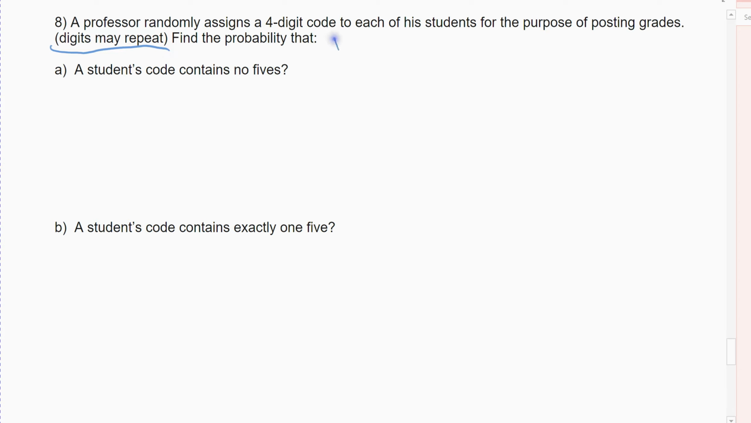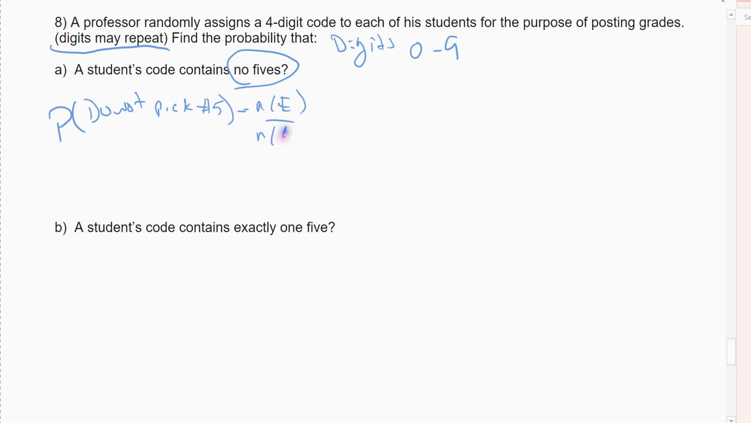So remember, digits are always 0 through 9, so there were 10 of them. This particular example, though, doesn't want you to pick a 5, so your code does not contain the number 5 in it. So the probability that you do not pick the number 5 will be the number in my event over the number in my universal. The event is I'm not picking a 5. I cannot use permutations nor combinations, so it's a straight multiplication because I'm allowed repeats.